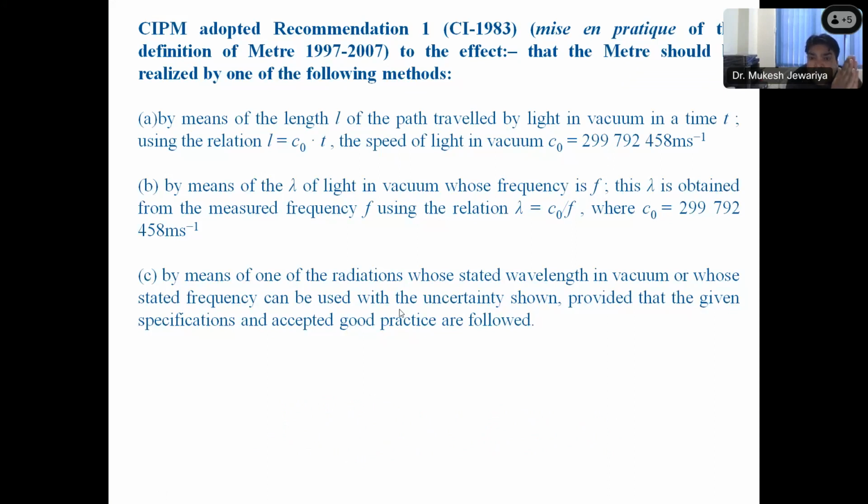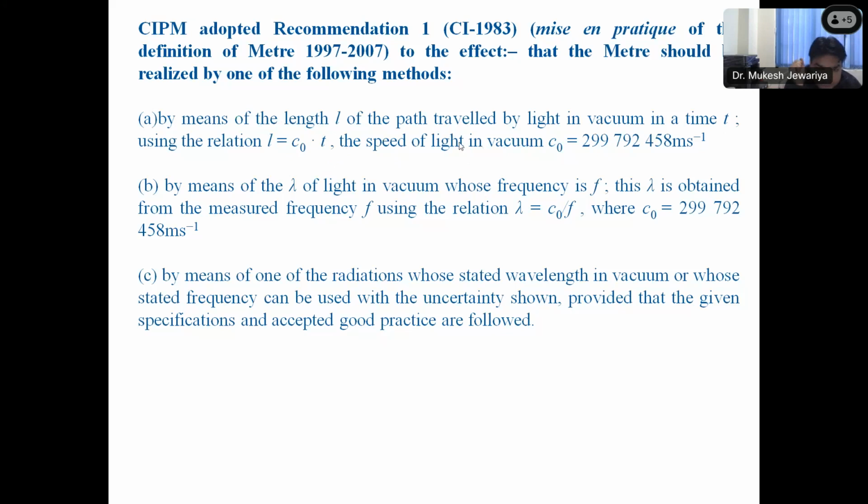1983. And they said, if you realize the meter based on the Mise en Pratique, that is a document which defines the definition of meter, and if you do it by any one of these following three methods, then the meter is automatically defined. By means of the length L of the path traveled by light in vacuum in time t, using the relation L = c0 t, the speed of light in vacuum is this much. So if you know the speed of light and the time, you can know the length.